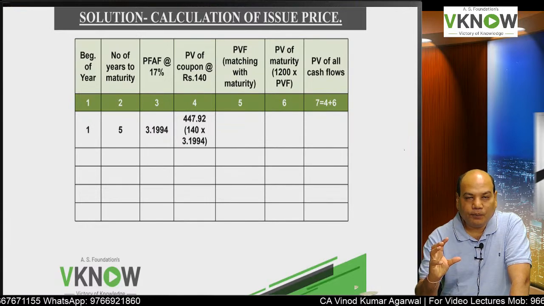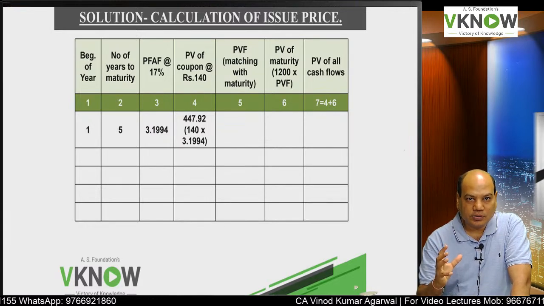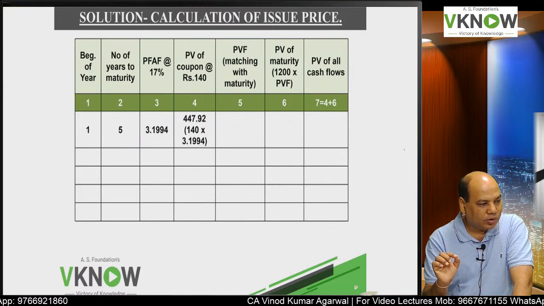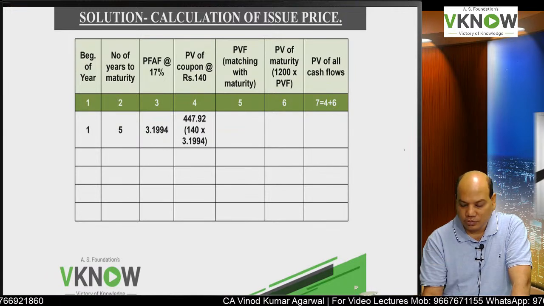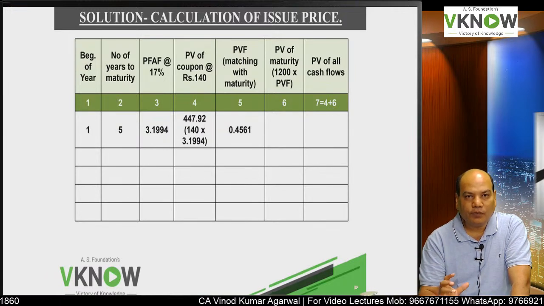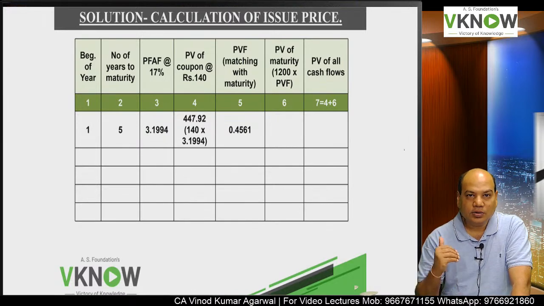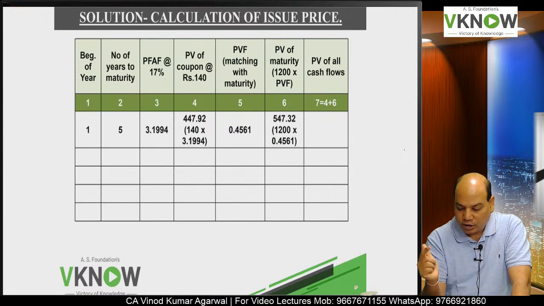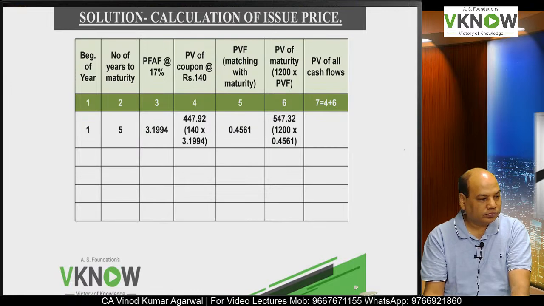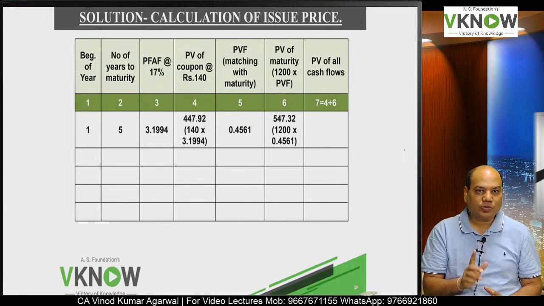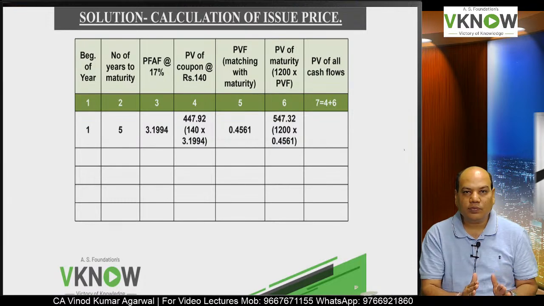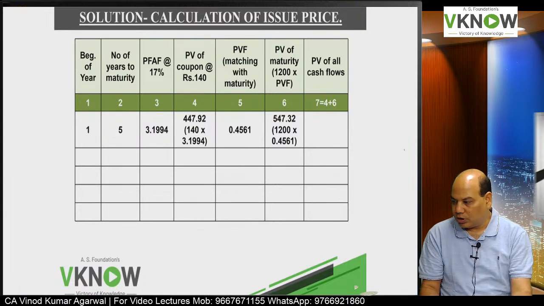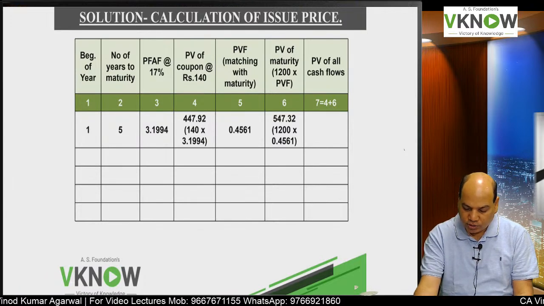Then calculate the PV factor for the 5th year: 1 divided by 1.17, equal to, 5 times. So that is the factor for the 5th year. And in the 5th year we will get 1200 rupees. So I'll multiply 1200 into 0.4561. That will give me the present value of the maturity value, 547.32. Now you will add these two numbers.